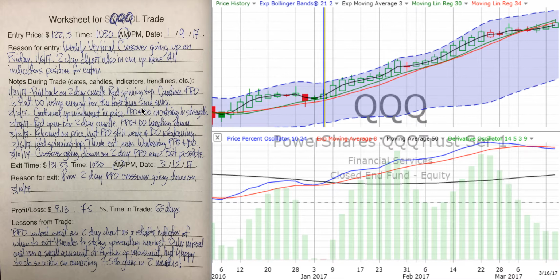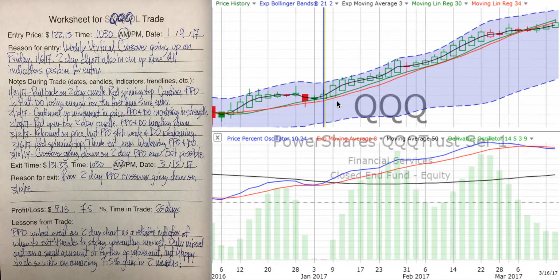Okay? We didn't get out. We didn't have a reason to get out. We didn't have a crossover going down. We were still able to draw a trend line. We don't have those trend lines left on this anymore, but the price is still above it, looks like touching the trend line. But again, we had every reason to stay in.